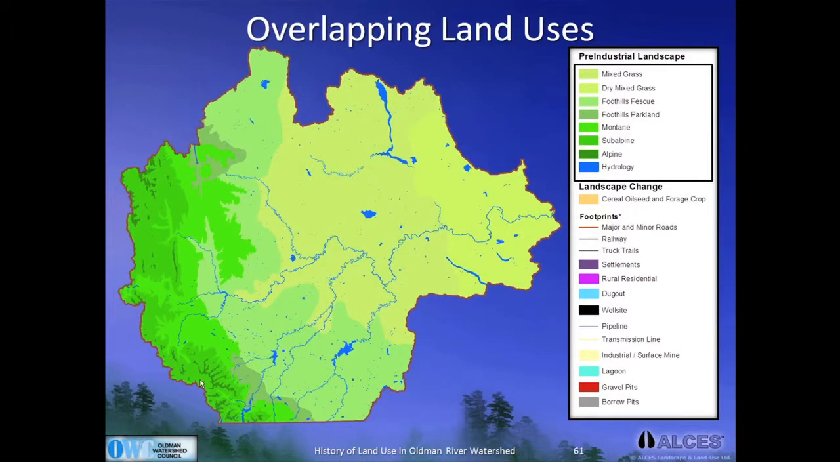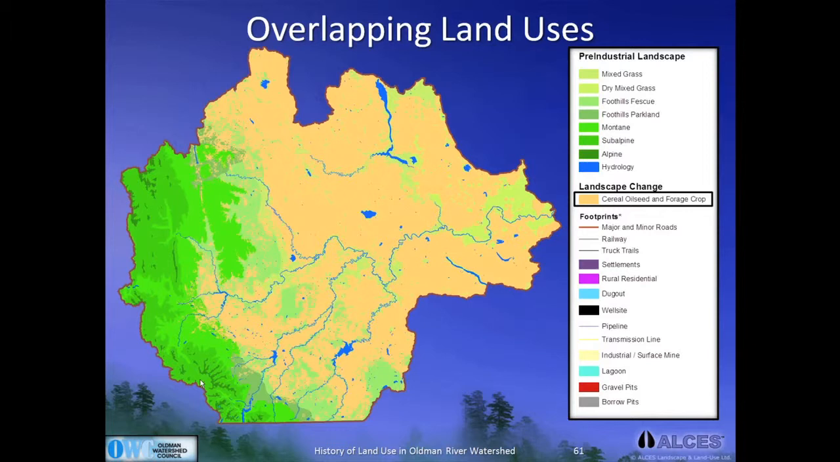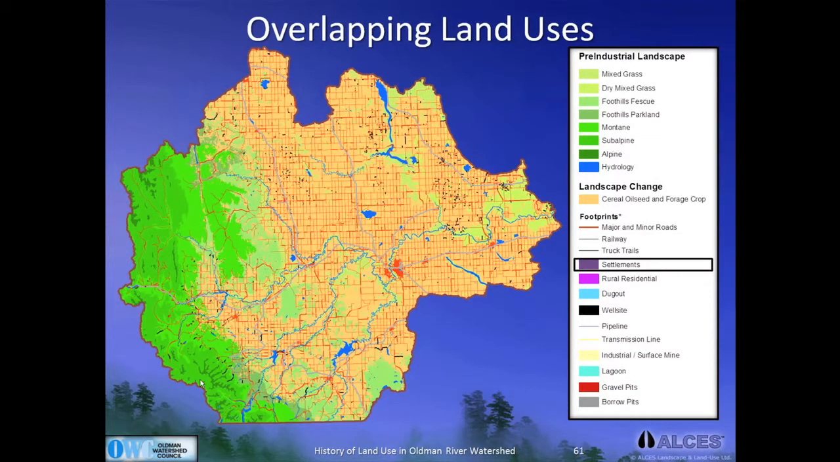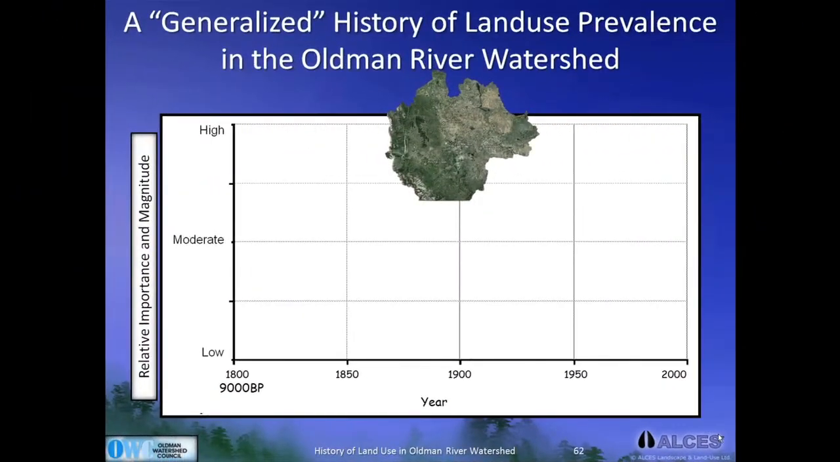Here's a variety of different natural landscapes: the mixed grasses, the dry mixed grasses, foothills fescue, foothills parkland, montane, subalpine, alpine, and the various hydrological features. And we can begin to look at how they've changed through time again as we lay out our cultivated land and many of the other footprints as they begin to flash on the landscape and indicate how busy it has become. If we take all the information presented earlier, it becomes possible to generate a generalized time sequence showing the various land use practices in the study area.